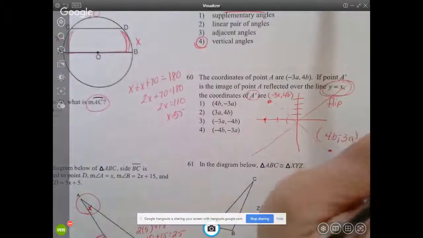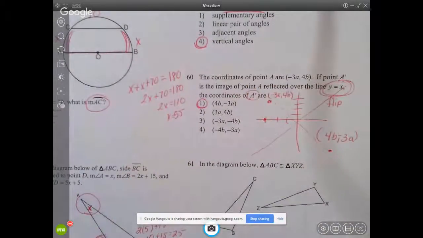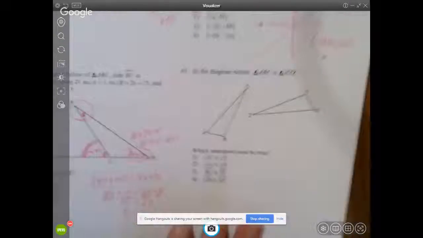Choice 1. Not to mess up your logic, but can I use the bathroom? Because she recorded. Next, 61.